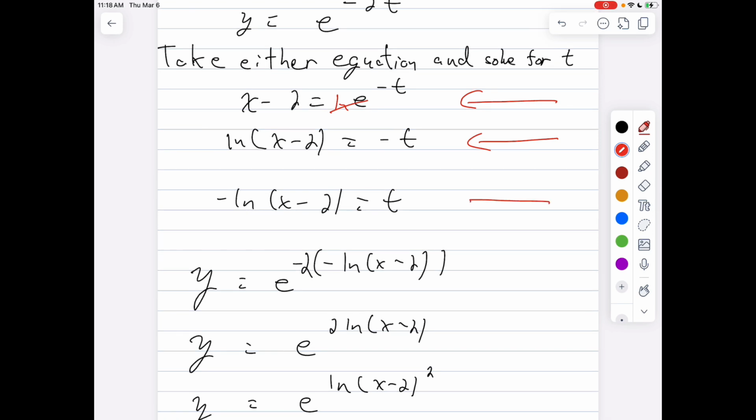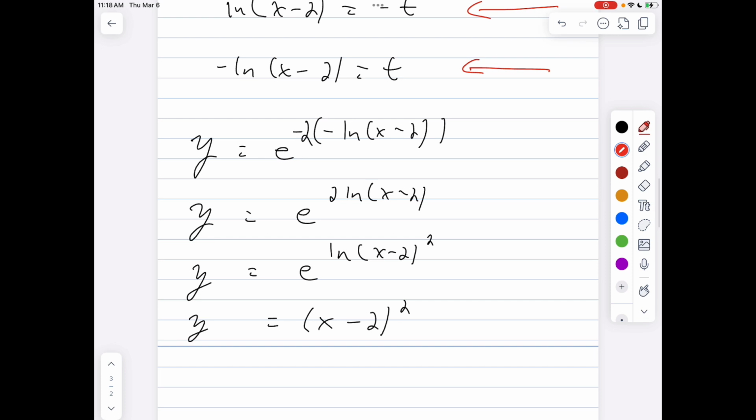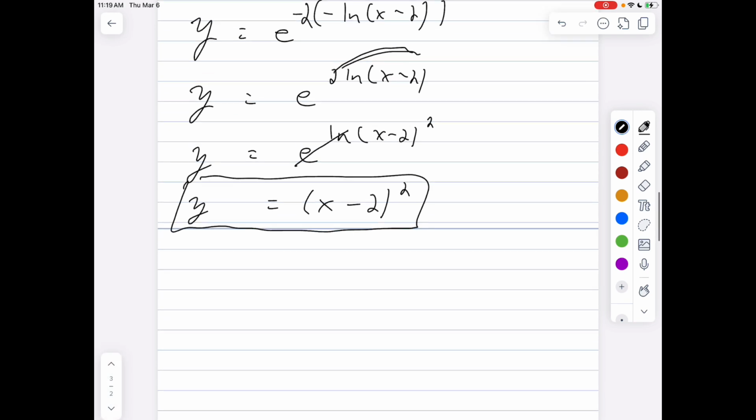So the way this method works is you take one of your equations, you solve for t, and you take what you just got and replace the t in the other equation, in this case for y, with what you got. And you do some arithmetic. Negative times a negative makes a positive 2. And then that too, by properties of logs and numbers in front, by the power rule, can come up as an exponent, e and ln cancel, and there you go, you get the same equation two different ways.